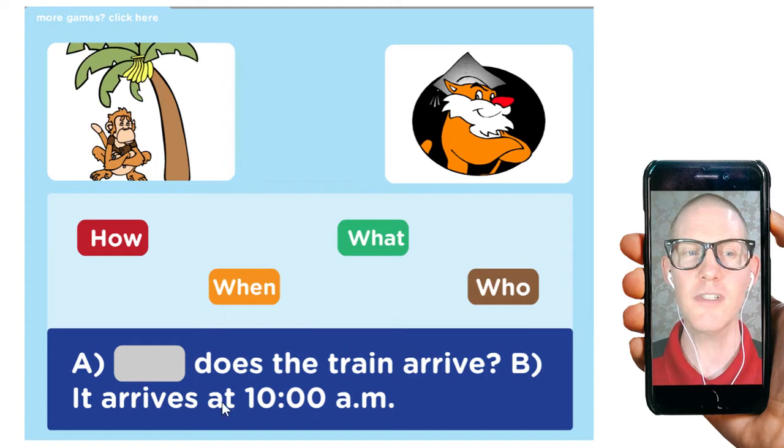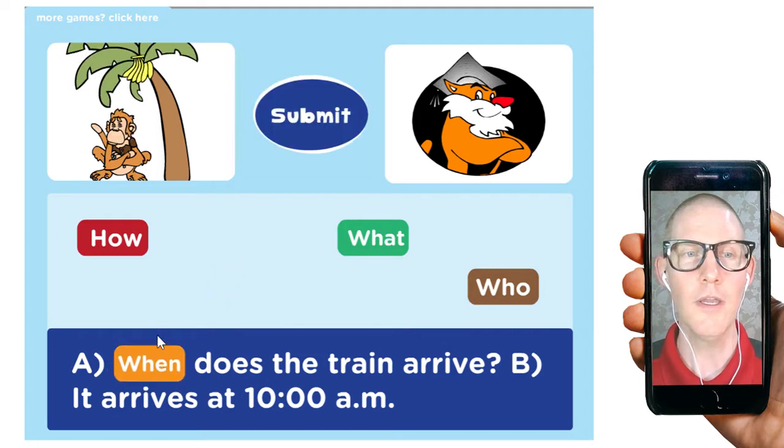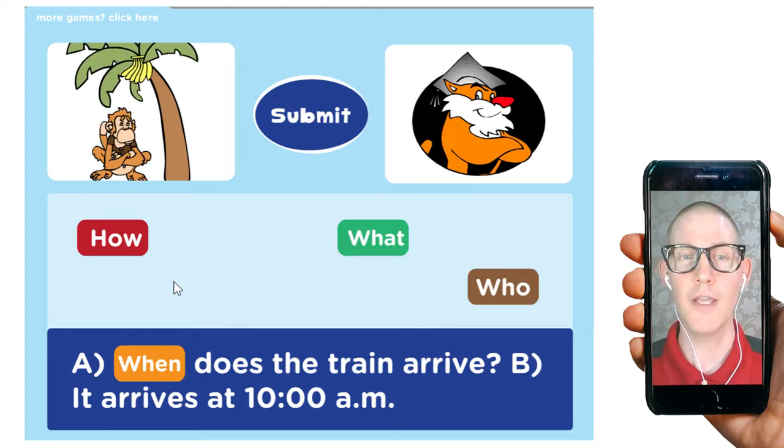Okay, so we're looking for a time, right? It arrives at 10, so then we're automatically going to use when. When does the train arrive? All right, repeat after me. When does the train arrive? It arrives at 10 a.m.